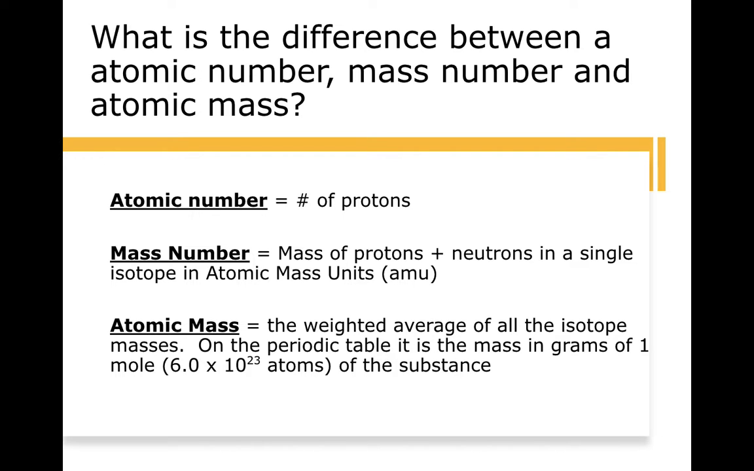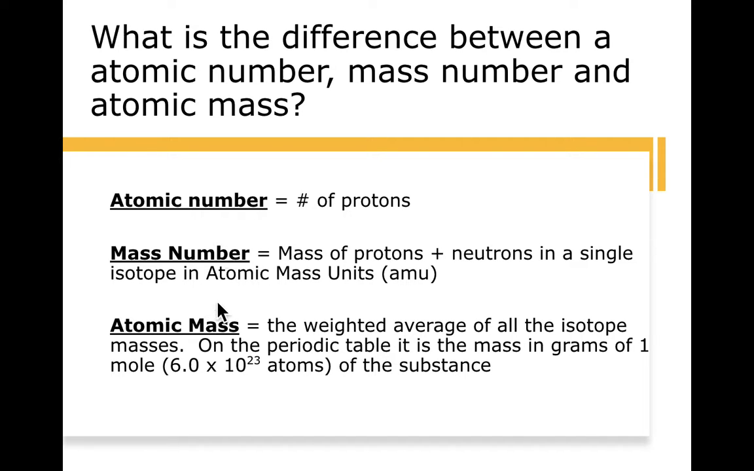Now, the mass number is a way of telling us the differences in the mass of the various isotopes. And again, this is for an individual atom. So the mass of the protons plus the neutrons in a single isotope in atomic mass units is the mass number. So just like with the carbon, 6 protons, 6 neutrons, the mass number was 12. Or 6 protons, 7 neutrons, the mass number was 13.